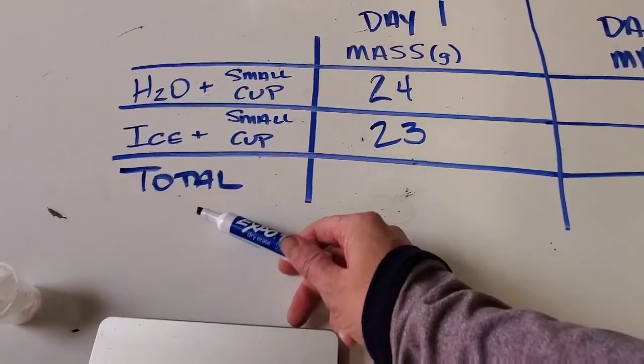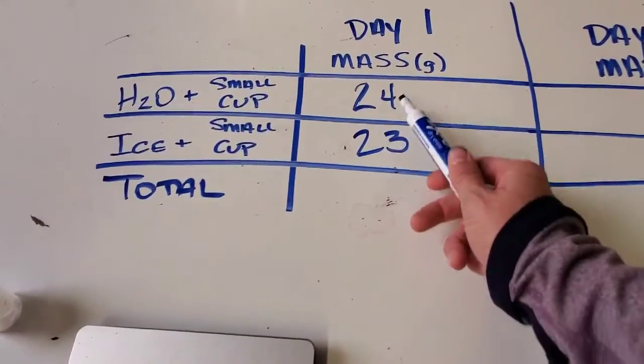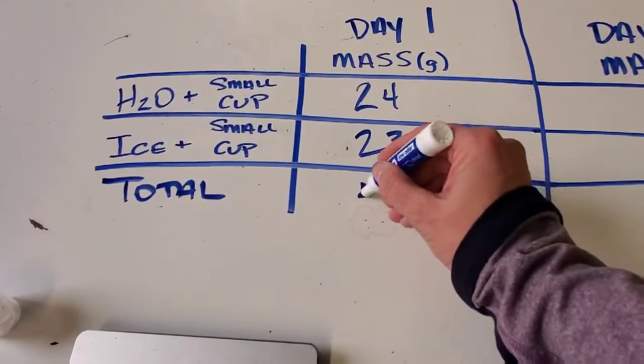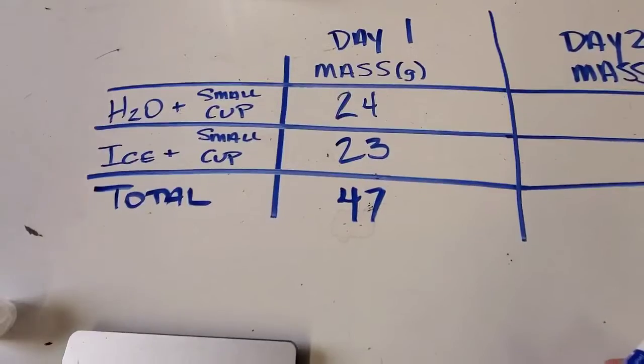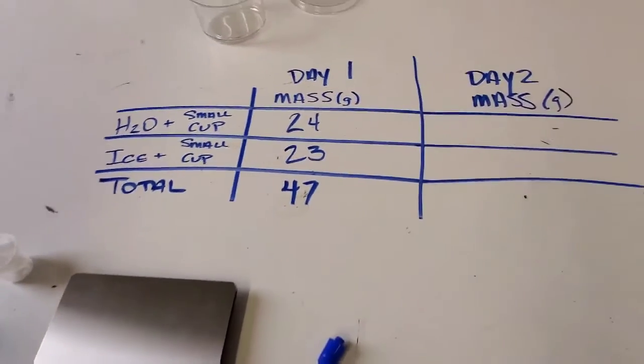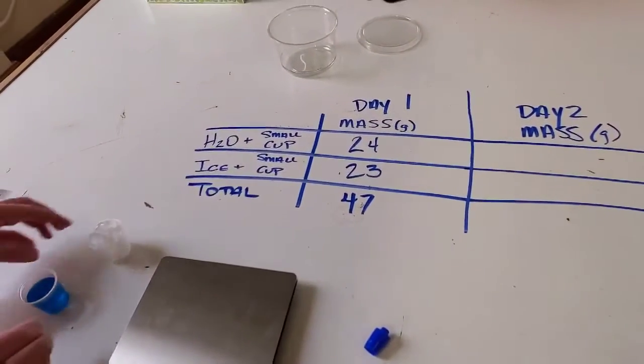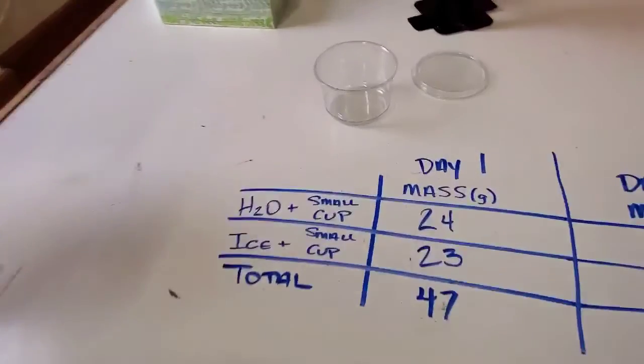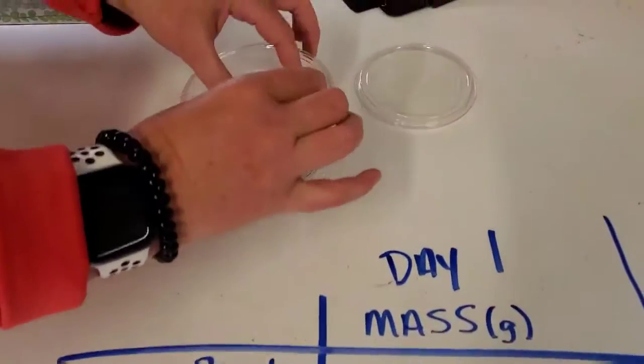Now, let's see, total means we're going to add them. 24 plus 23. Is that right? Oh, golly gosh, hope I'm right. It's right. Then we're going to take these two little cups and we're going to place them in this larger container.